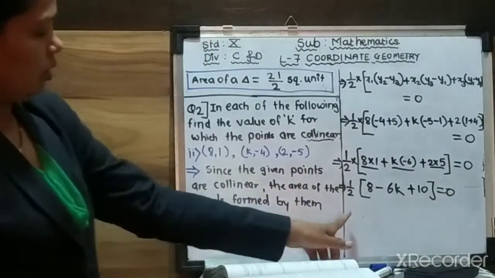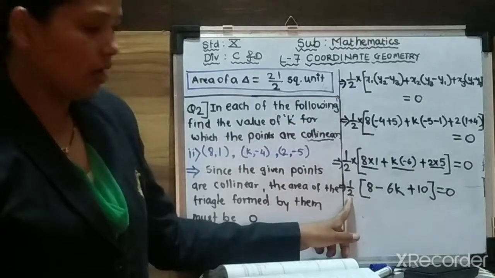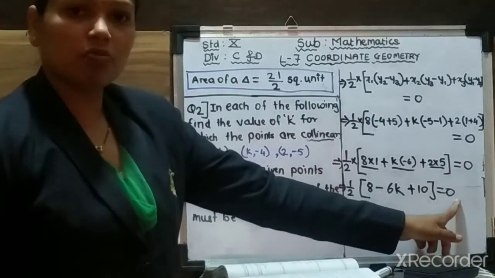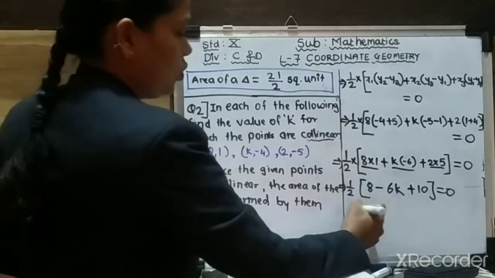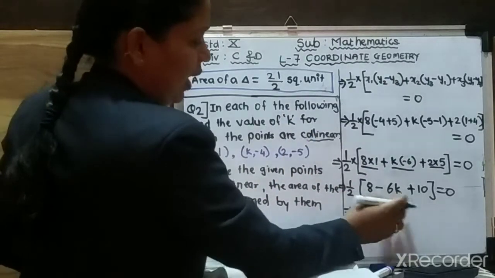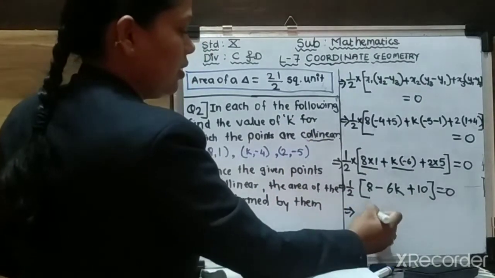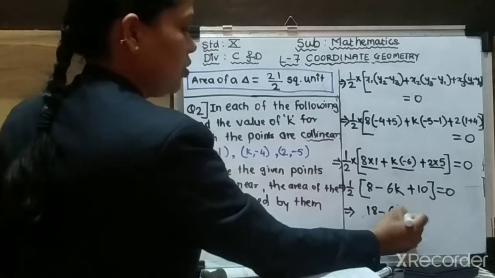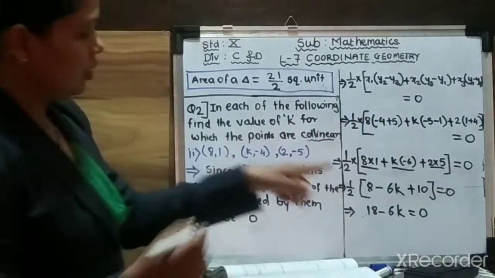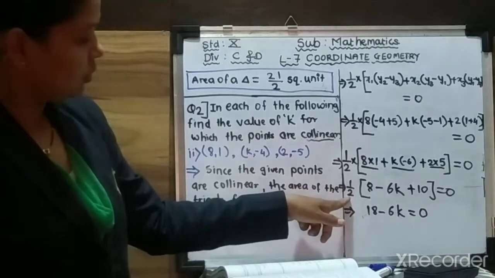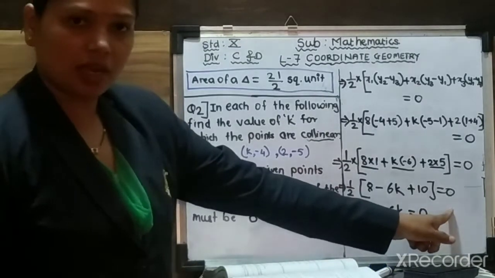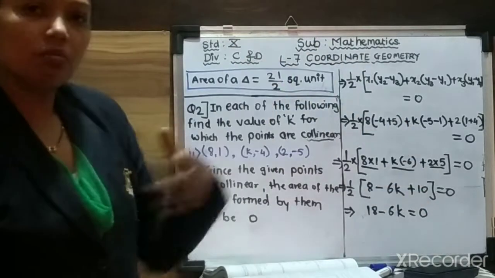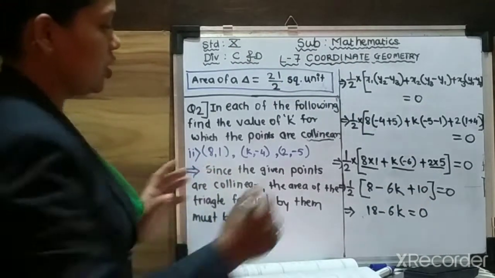Now 1/2. 2 is divided. Here just transpose, it will be multiplied. So we will get what? 0 answer. So I'll write here, and 8 plus 10 is 18 minus 6k. Have you understood what I have done over here? That 1/2, 2 is divided. So when I shift towards right side, so it becomes what? Multiplied. So 2 zeros is 0.